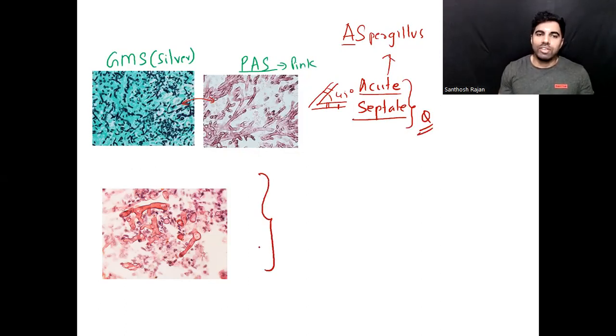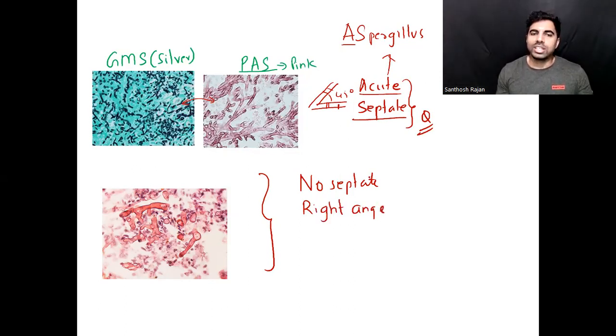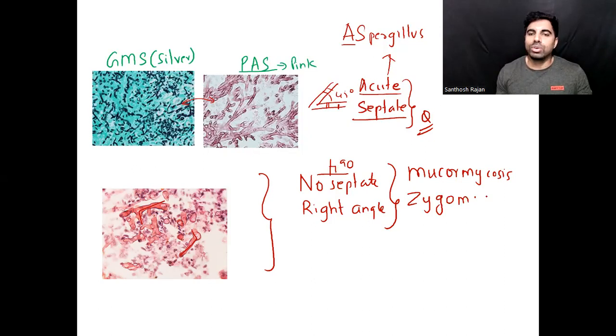But if the fungus looks like this, it is wide and there is no septa. First of all, there are no septa, it is wide and thick, and it is not an acute angle but a right angle. The hyphae are at a right angle, 90 degrees, like this. So if this one comes, then it is Mucormycosis, or Zygomycosis. Zygomycetes are also thick and have no definite shape. Remember: non-septate and right angle.